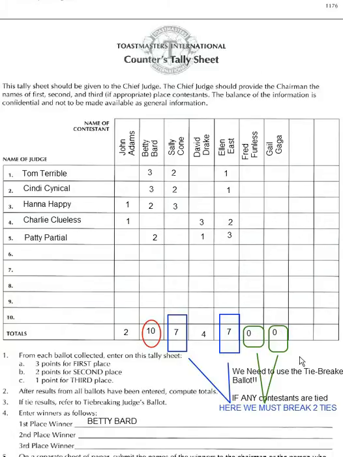Since there is at least one tie, we will open the judge tiebreaker ballot and use it to break the tie. If all these scores had been unique, we would not use the tie-breaking ballot at all.